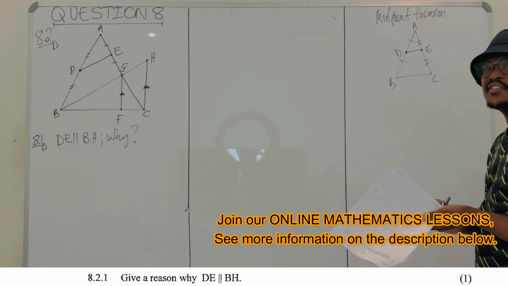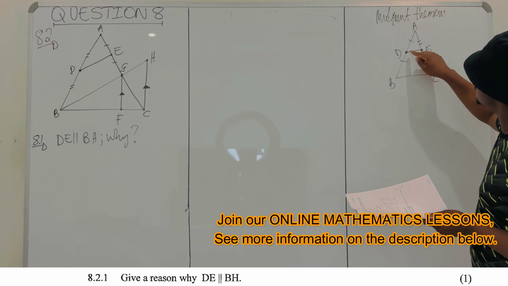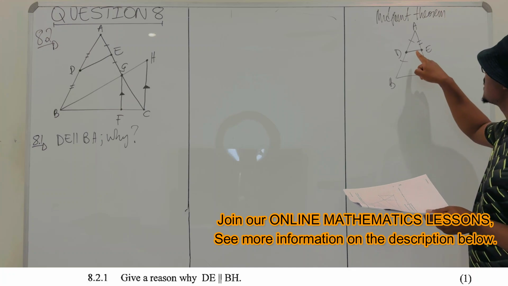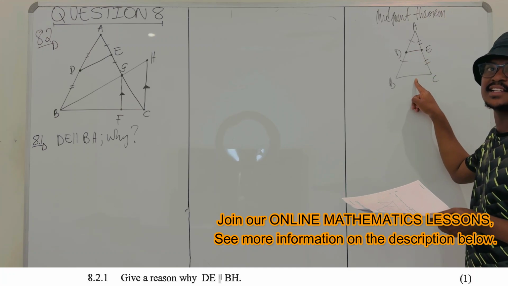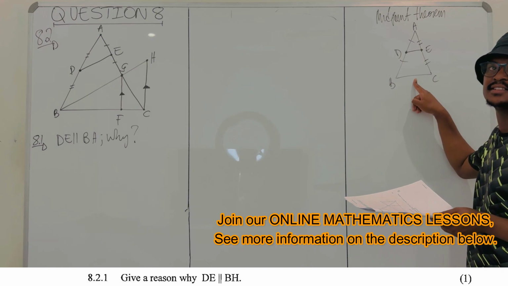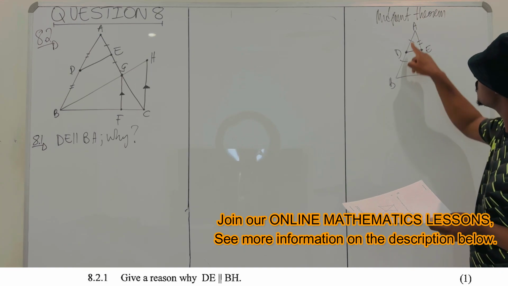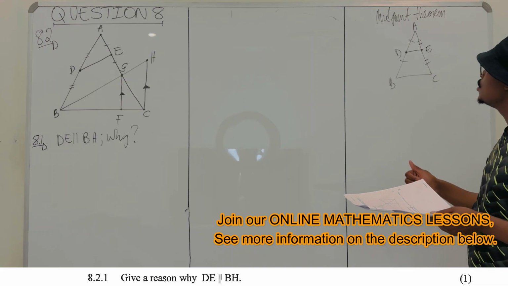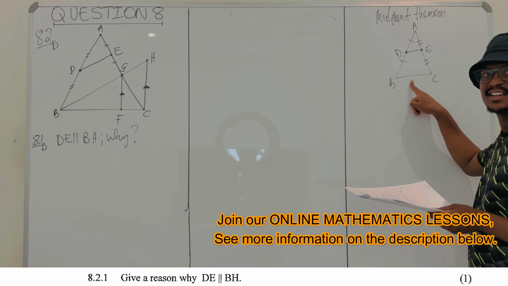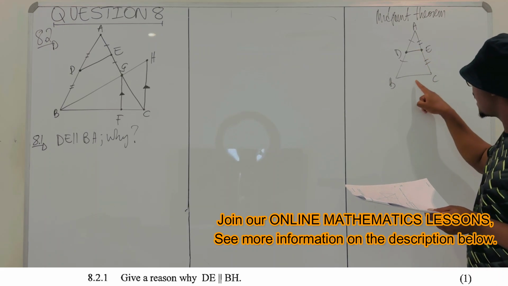So if you have a situation like this, where there's a line segment joining the midpoints of 2 sides of a triangle, that line segment will be parallel to the third side. And that line segment will be half the length of the third side. So you have a line segment DE, and it joins the midpoints of 2 sides of a triangle. So that line segment will be parallel to the third side, right? And also that line segment, its size will be half that of BC.